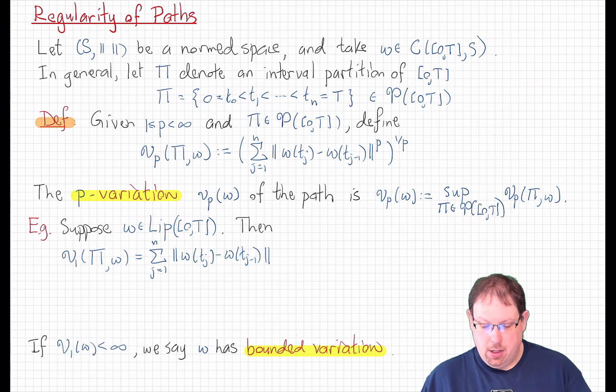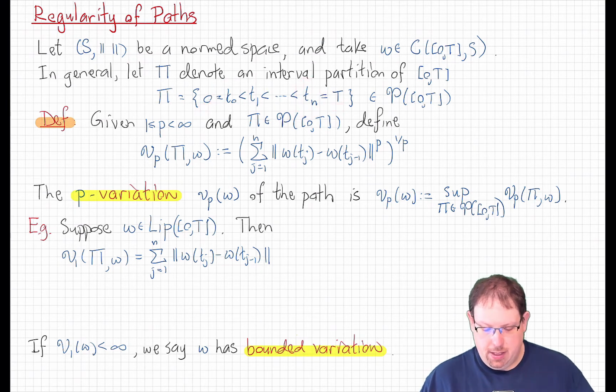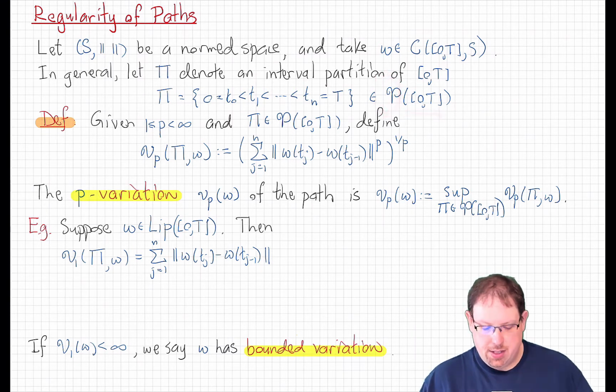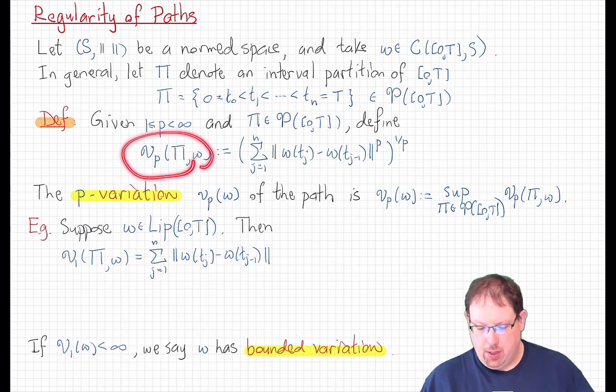So let pi denote an interval partition of the time domain. That is, it's a finite collection of times from 0 up to T. Canonically, we let t0 denote 0 and tn denote capital T for our parameter n. The set of all such partitions we will denote script P of the time interval from 0 up to T. Now, given such a partition, the p-variation of our path relative to that partition is the following quantity here.